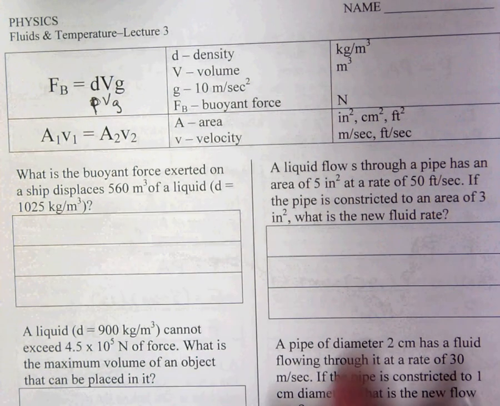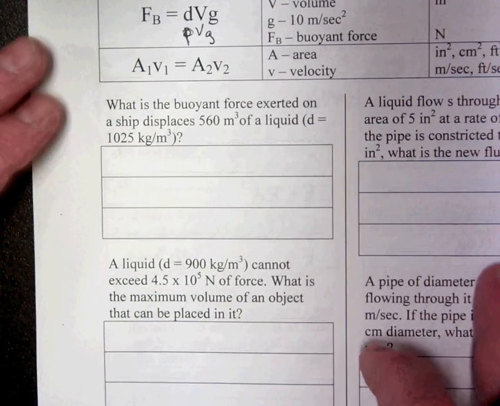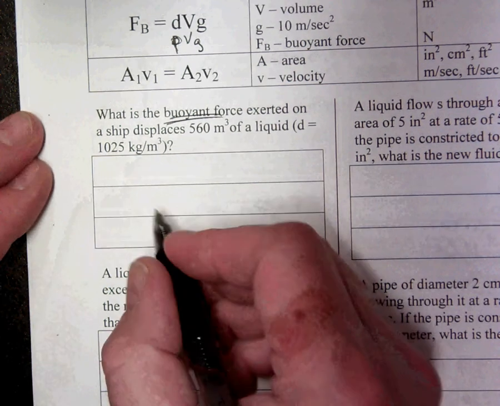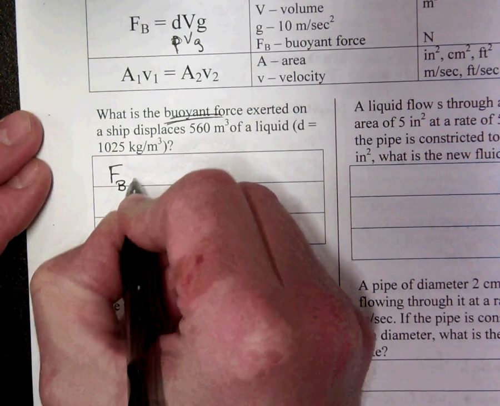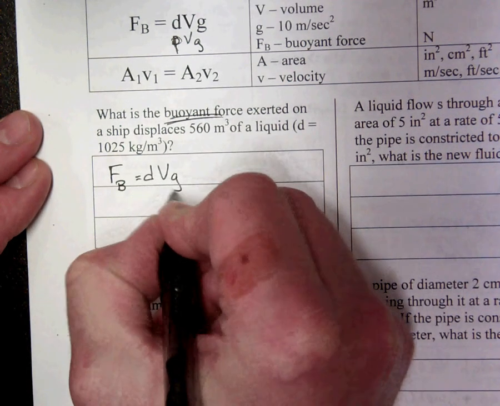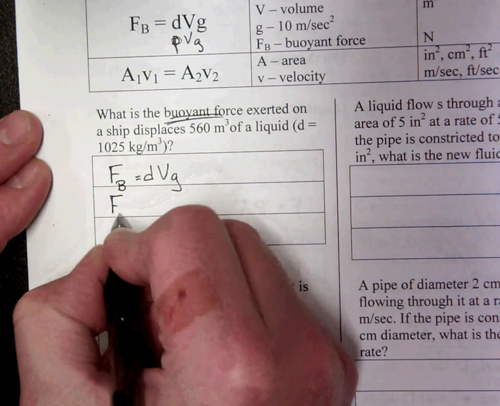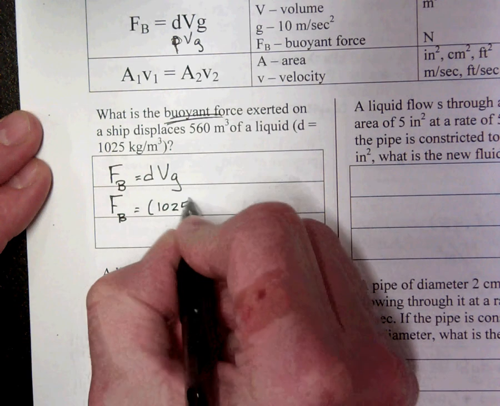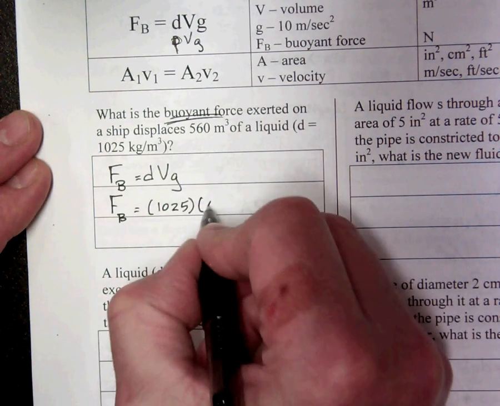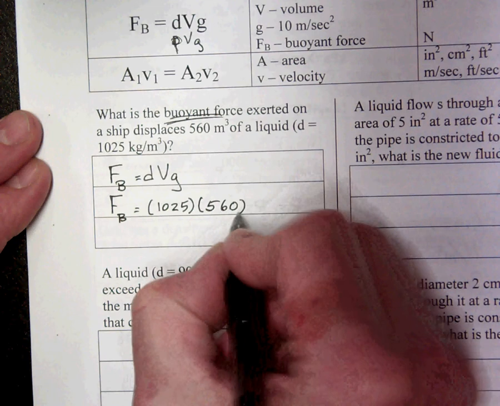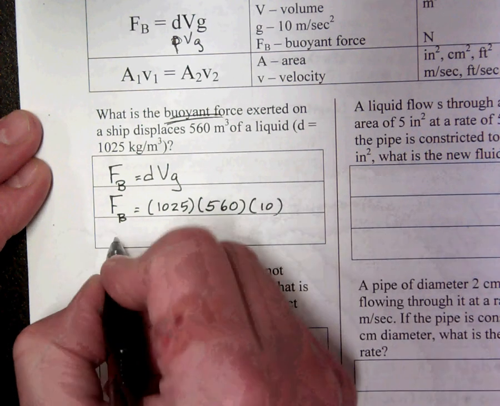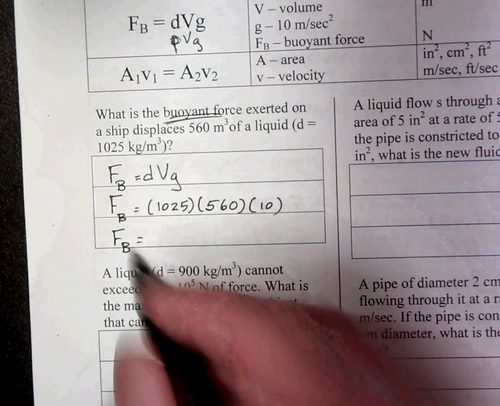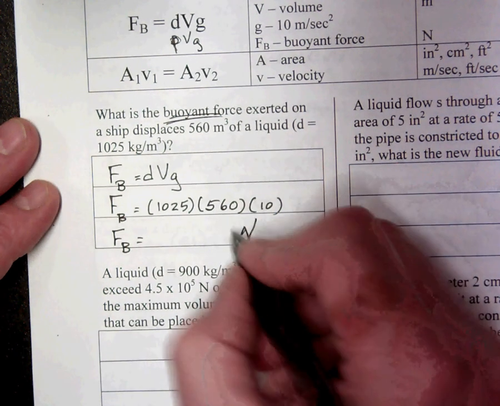So let's look at some example problems. The first one says, what is the buoyant force? There are some key words there. If you see a buoyant force, you know you're going to use F sub B equals rho V g. So the buoyant force equals the density of your liquid, the volume of the fluid being displaced, and g, and just a quick mathematical operation. And remember, force is always in newtons in our system.